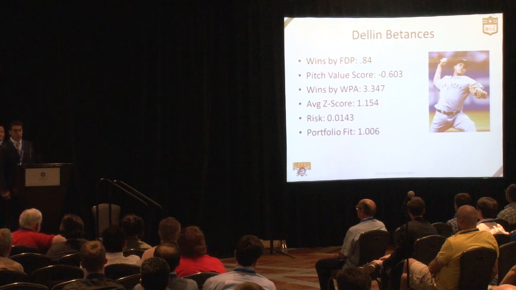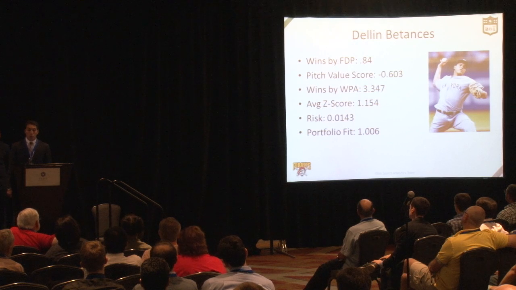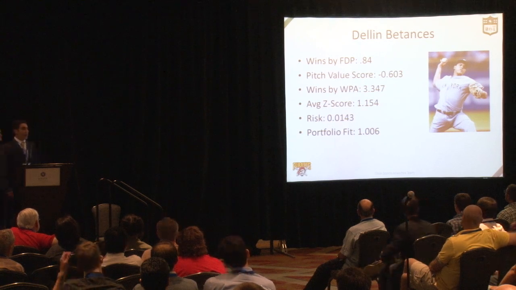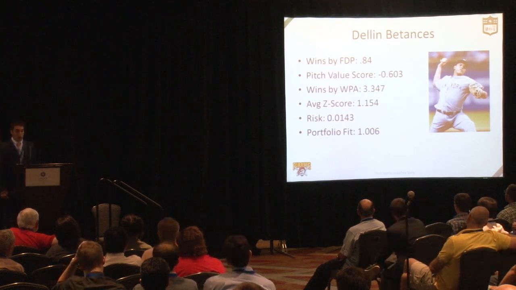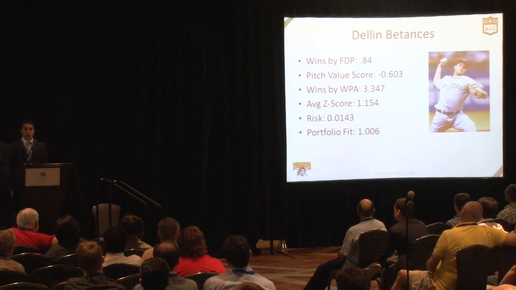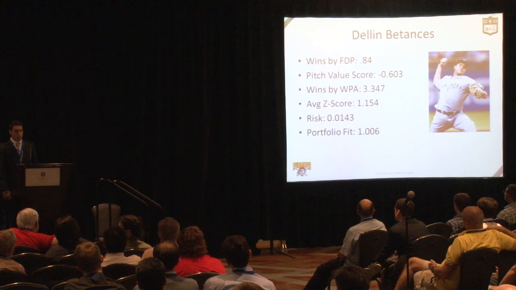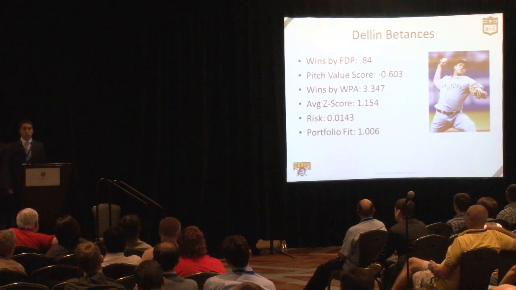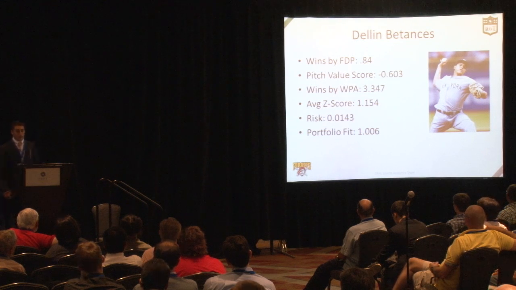So again, our Tier A selection was Dellin Betances. His average Z-score of 1.154 scored higher than any other player in his tier. He also had very low risk. His risk fell below our average risk threshold of 0.228. His portfolio fit, again, neutralized righties and lefties at a nearly identical clip, made him an easy selection for our Tier A selection.